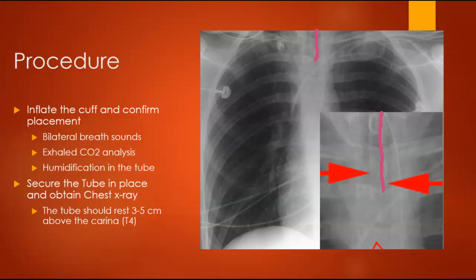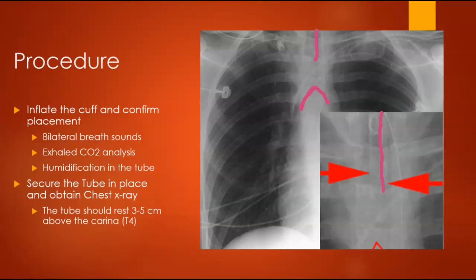So I'm looking at that, and then I'm looking for my carina. This can be kind of tricky to see. Your carina is where the bronchi branch. So on this patient here, my bronchi look like they're branching right about here. Okay.